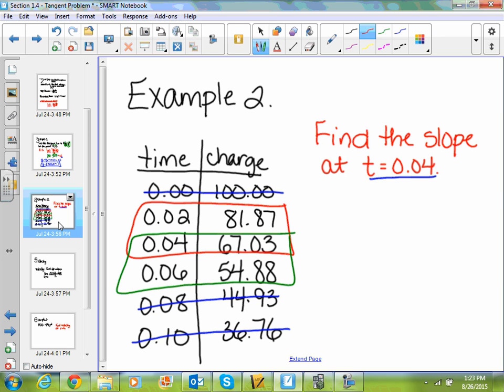So if I start with what I circled in red, 0.02, 0.04. So if I let this be x1, y1, x2, y2, and I use my slope formula, well, y2 is 67.03 minus my y1, which is 81.87, divided by my x2, which is 0.04, minus my x1, which is 0.02.